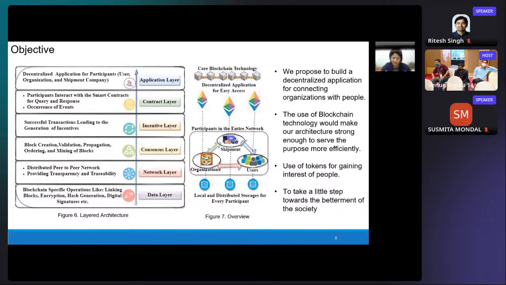There is a consensus layer which takes care of the validation process. The network layer helps to create the distributed peer-to-peer network, and the data layer helps to link the blocks and generate the hashes, etc. Basically, we are proposing a token-based blockchain. We think that it is a little step towards the betterment of society.